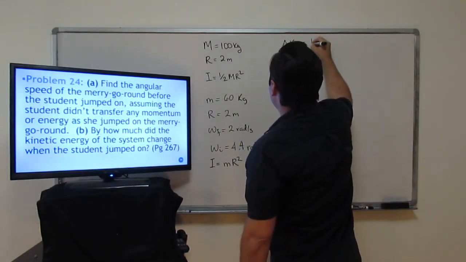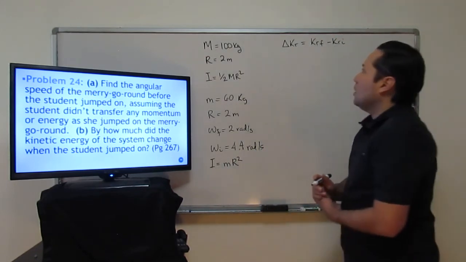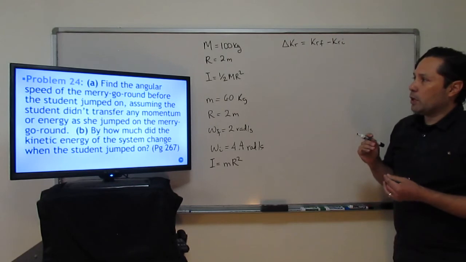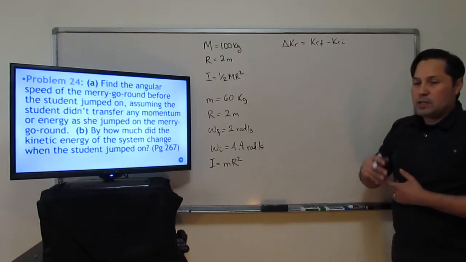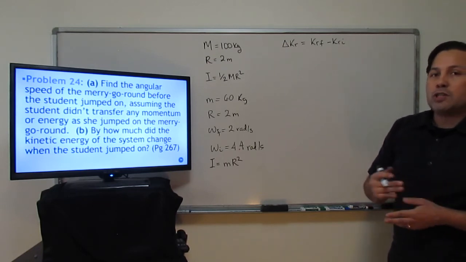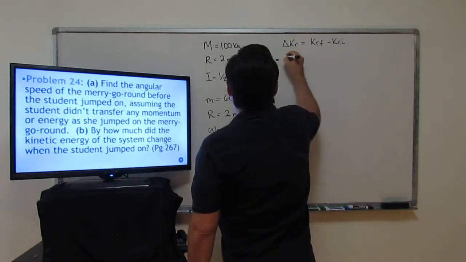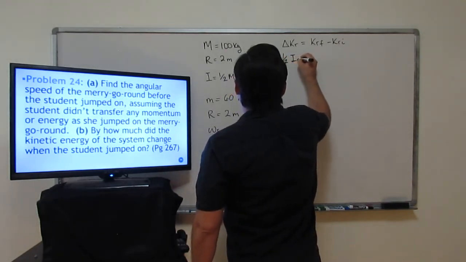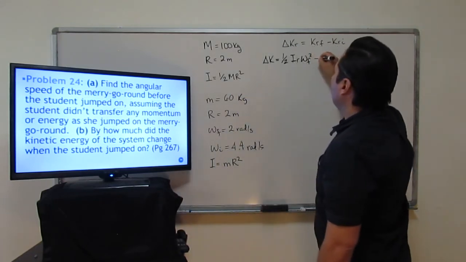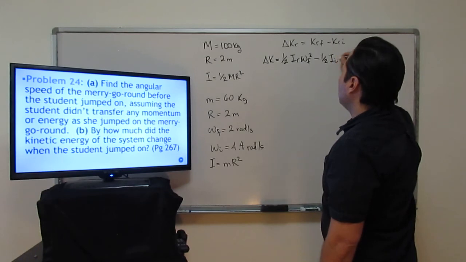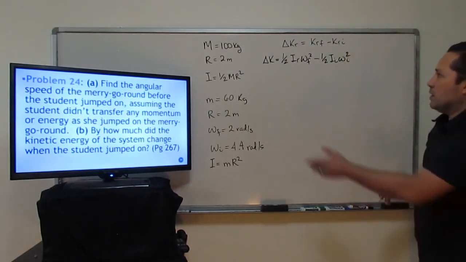So it's going to be rotational kinetic energy final minus rotational kinetic energy initial. All right, so now we got that. We're going to start plugging in all the values that we know for rotational kinetic energy. It is 1/2 moment of inertia times angular speed squared. So let's plug in those values. 1/2 I final, angular speed final squared, minus 1/2 I initial, angular speed initial squared. So that will be our formula.